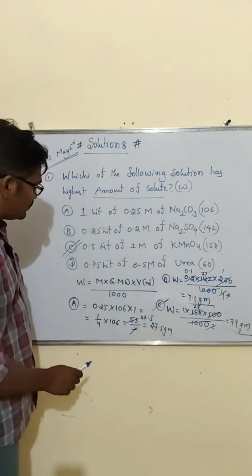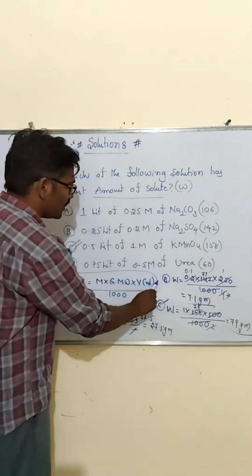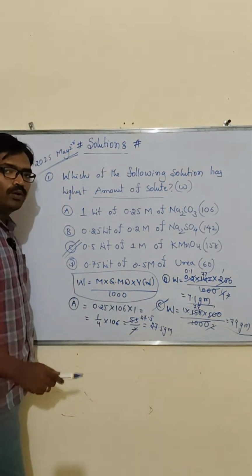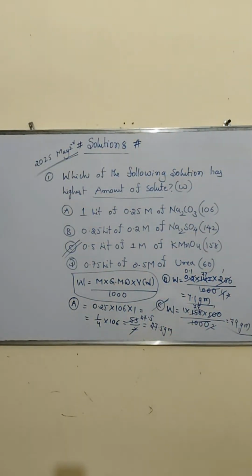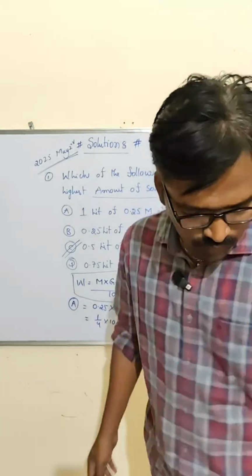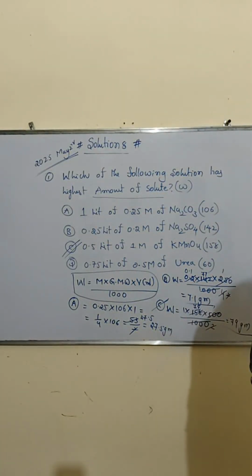So how to find out? By using this formula. The weight of each component you have to find out. If you find out the weight of each component, you can get the answer. Okay, clear? Then one more question, based on the molarity itself.